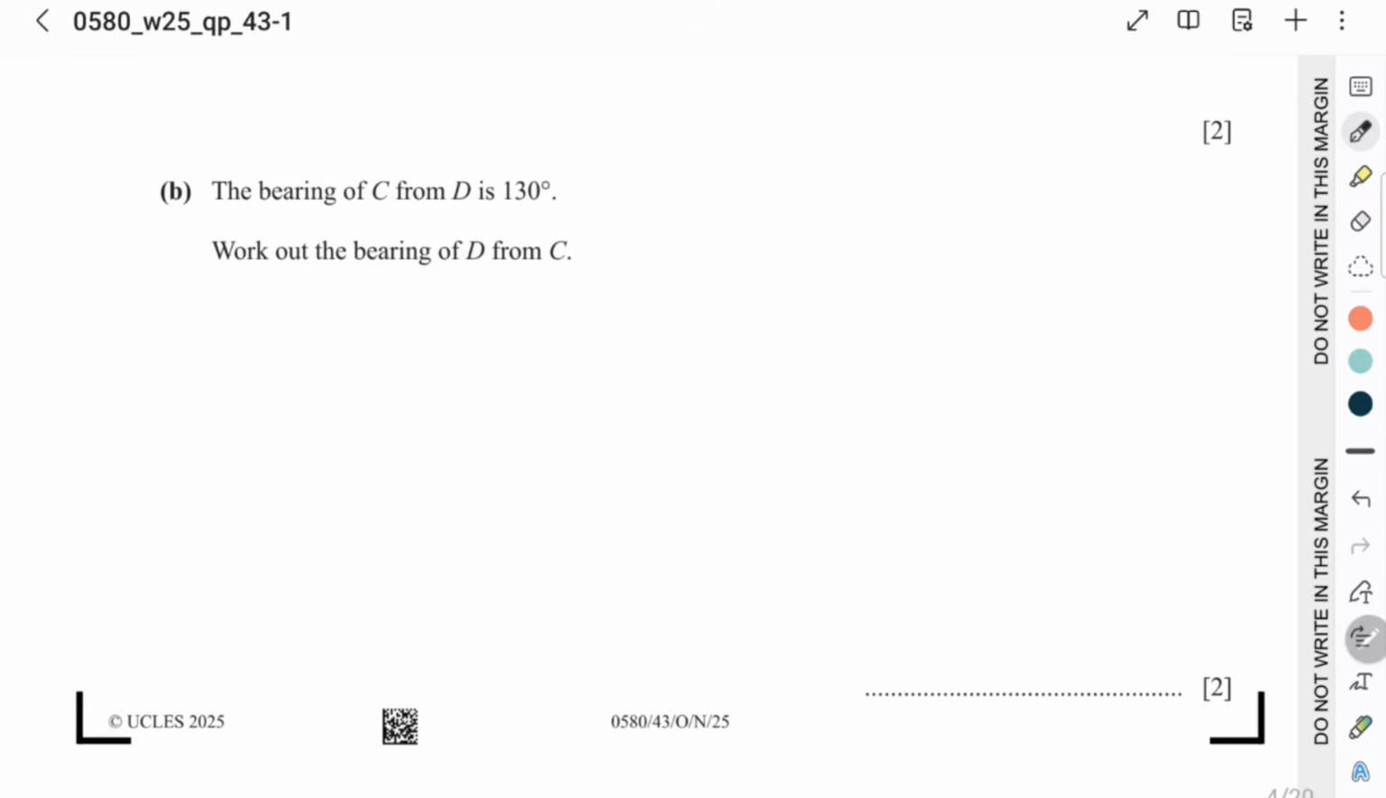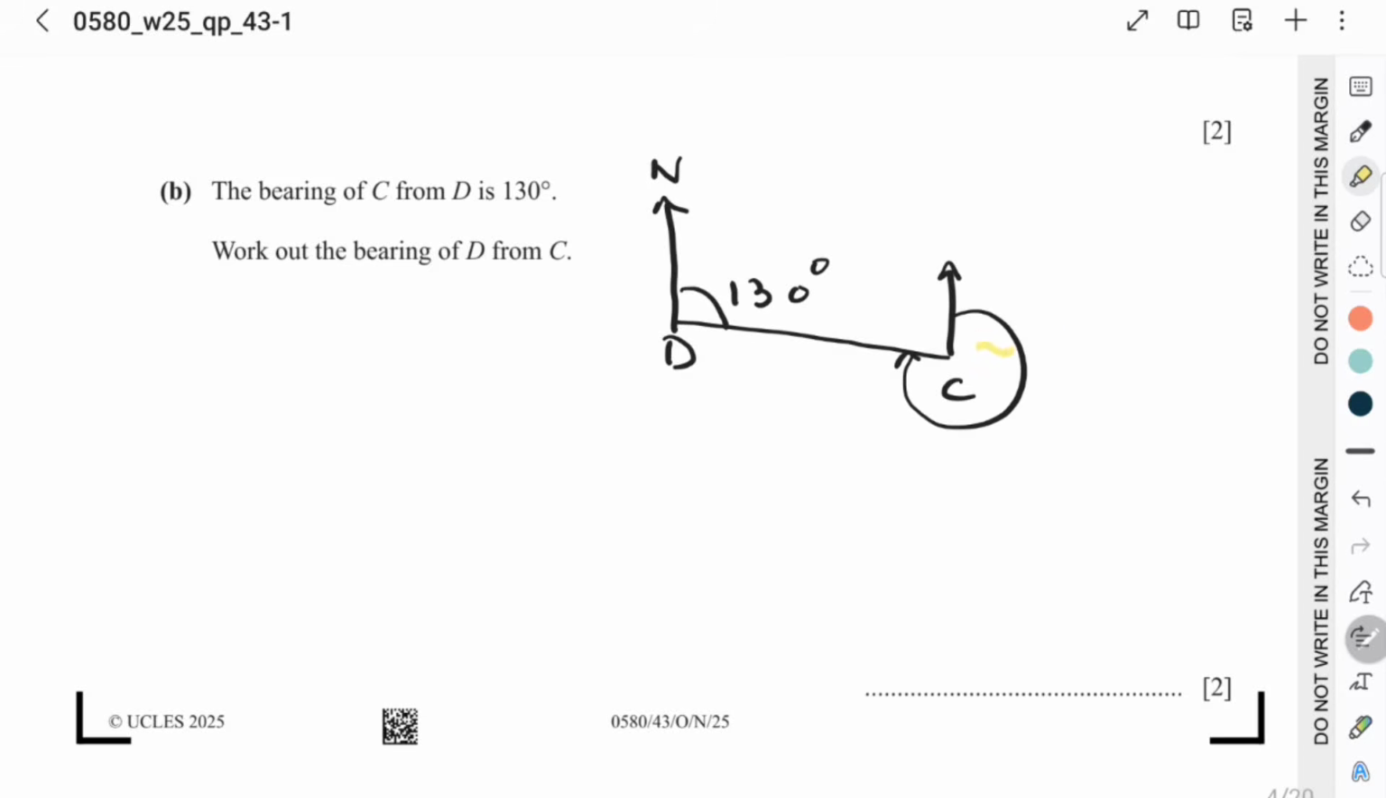Okay, the bearing of C from D. From D means north. It is 130 degrees. And C is there. Work out the bearing of D from C. From C we'll have to do, this is the angle required. We go clockwise and write down in 3 digits.